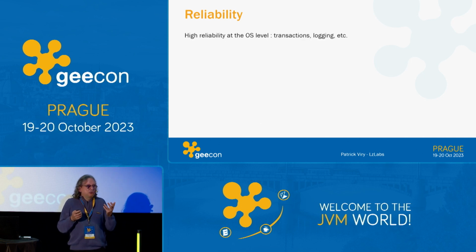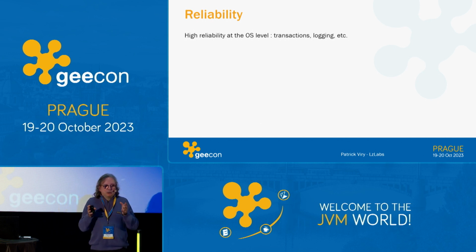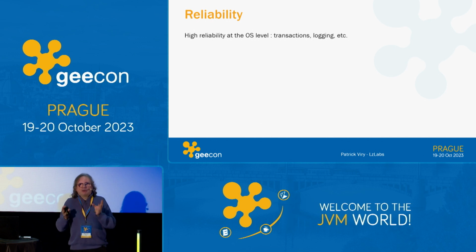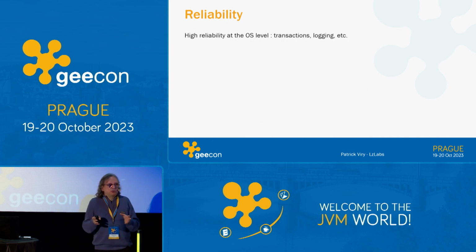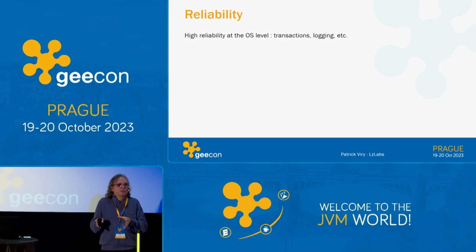What people tend to like about mainframe is the reliability. There's a high reliability at the hardware level and also at the OS level. Basically, everything is a transaction, so it's very difficult to break something because you can always fall back to a previous version. There's a lot of logging everywhere and so on.